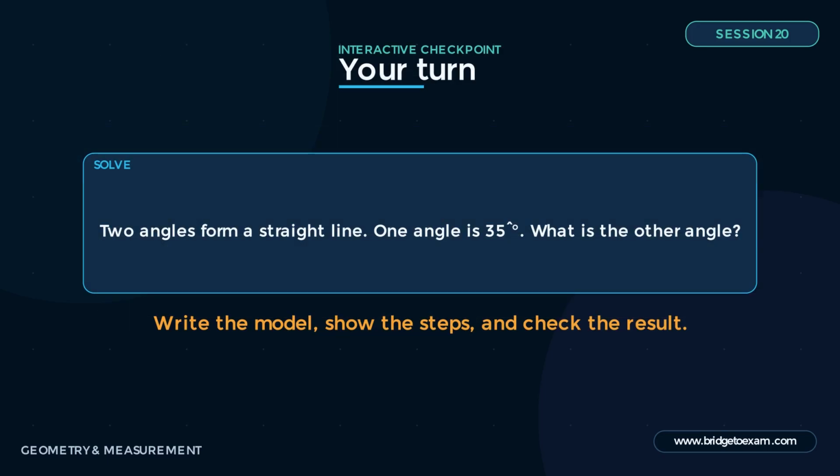Now it is your turn. Two angles form a straight line. One angle is 35 degrees. What is the other angle? Write a formula or relationship before calculating, then use the next 6 seconds to finish your reasoning.